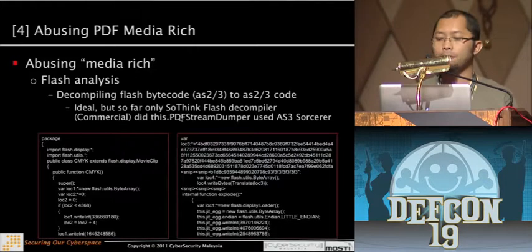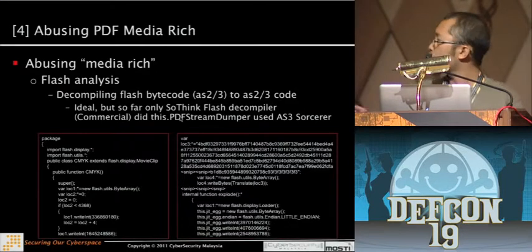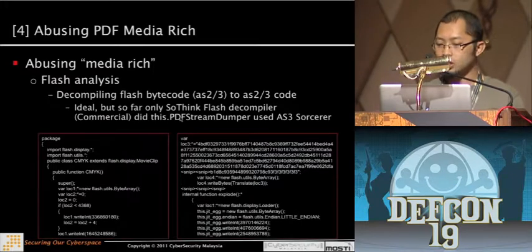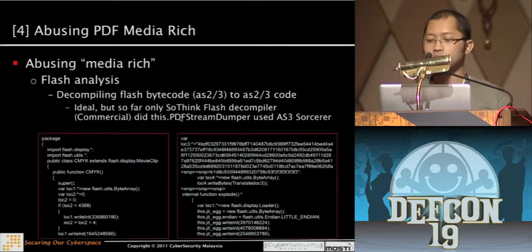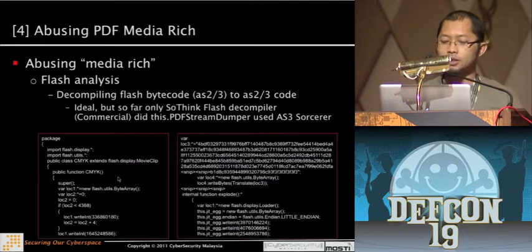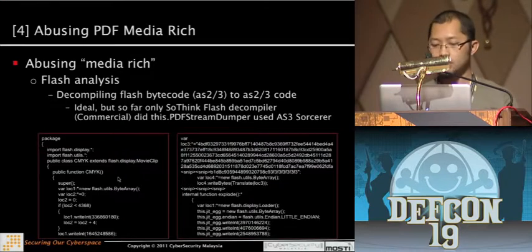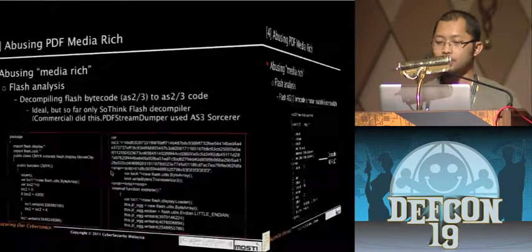So for the Flash analysis, it's very ideal for us to decompile Flash bytecode, which normally goes from AS3 or AS2 back to AS2 or AS3 code. But so far I only saw two pieces of software that do proper decompiling on this, and they are commercial, so you cannot integrate this kind of tool within your parser. So Sothink Flash Decompiler has a decompiler for this one, and PDF Stream Dumper has another proprietary tool called AS3 Sorcerer. This is pretty much what the decompiled code looks like in AS3. It's pretty much AS3 code here.